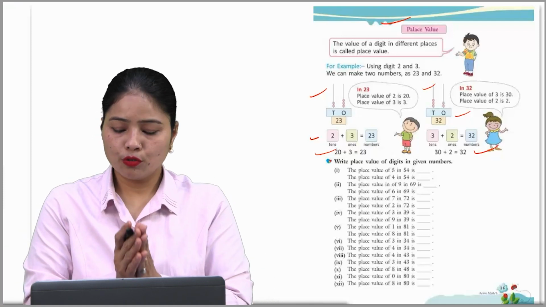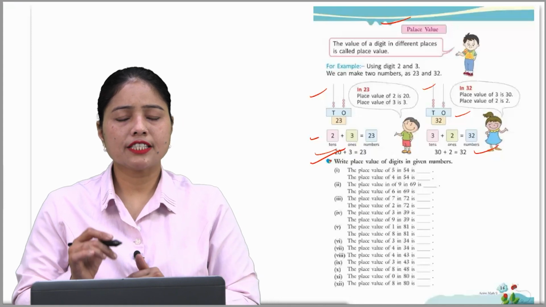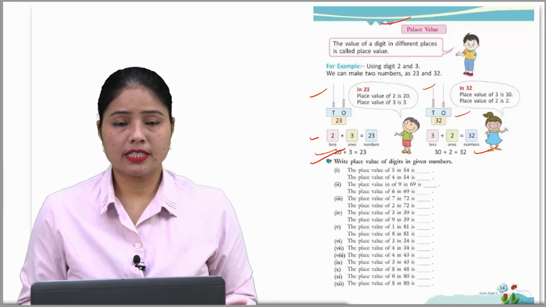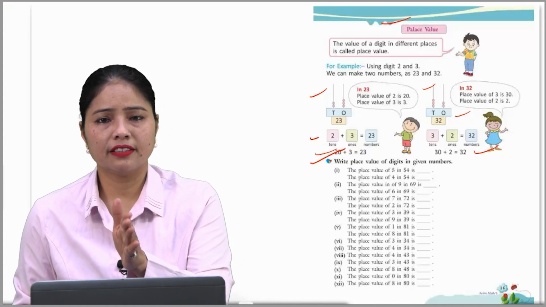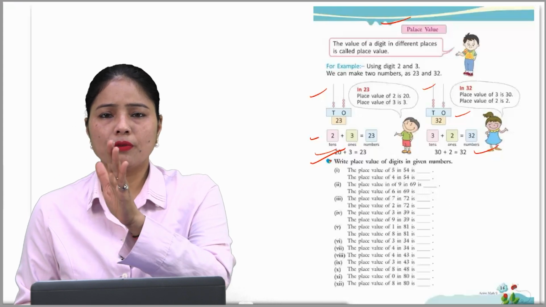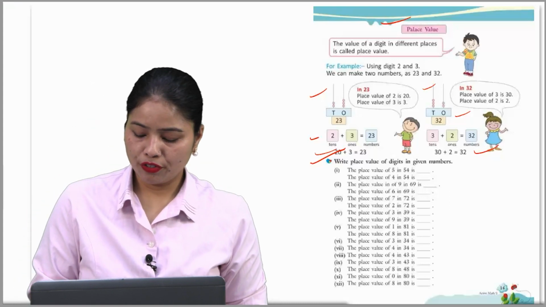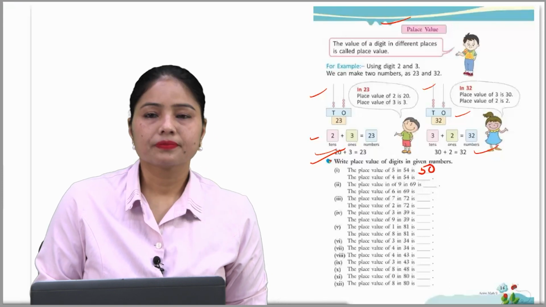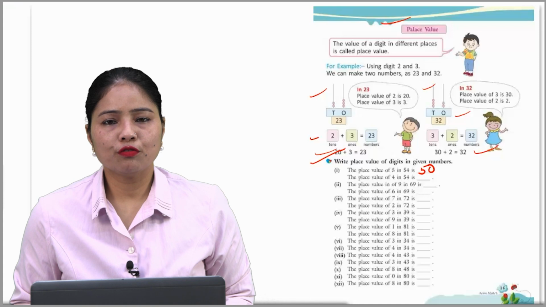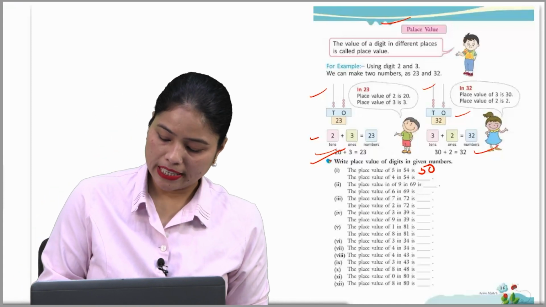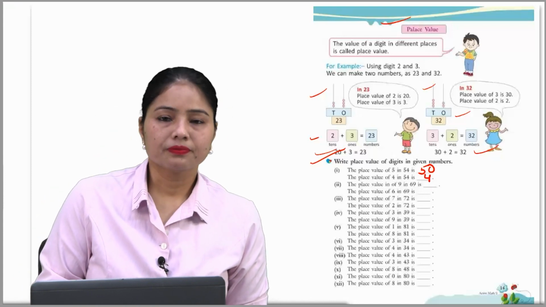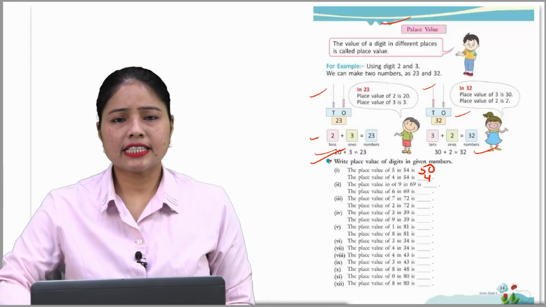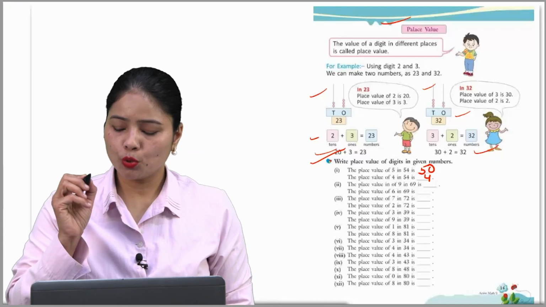Okay. So now move on to the next one, which is write place value of a digit in given numbers. The place value of 5 in 54. 54 में 5 की place value क्या है? So the place value of 5 in 54 is 50. Similarly, the place value of 4 in 54 is 4. Okay. So these are the examples of place value. Just fill in the rest on your own, beta.